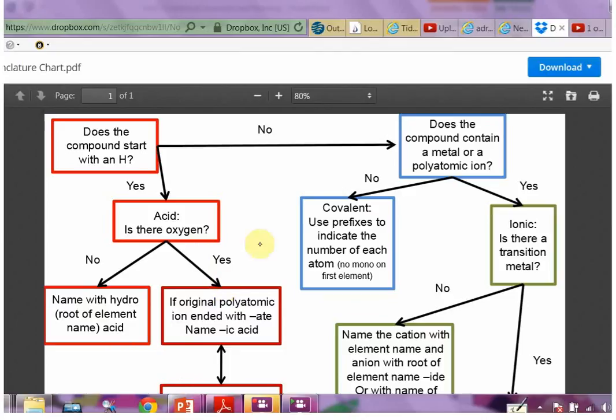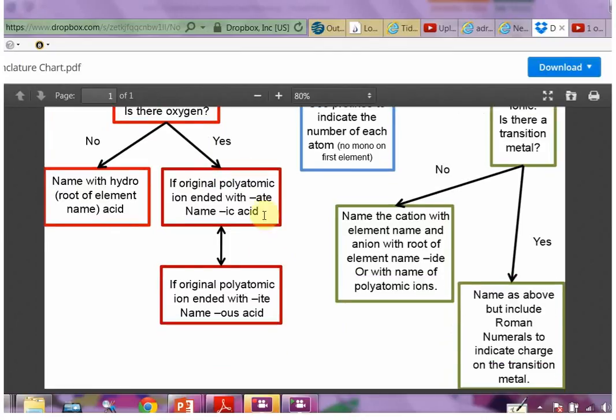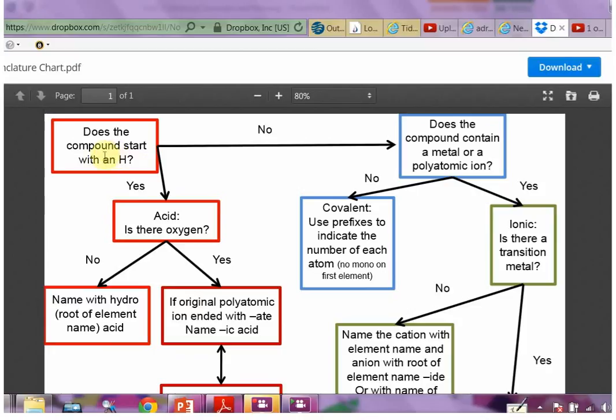If there is an oxygen, you have to look at the polyatomic ion. If it originally ended with ate, it's going to become the root of that name, ic acid. If it was originally ite, it becomes ous acid. If there's no H, you can then see, well, does it start with a metal or a polyatomic ion? If not, it's covalent. You're going to use prefixes. If there is, you're going to name it.